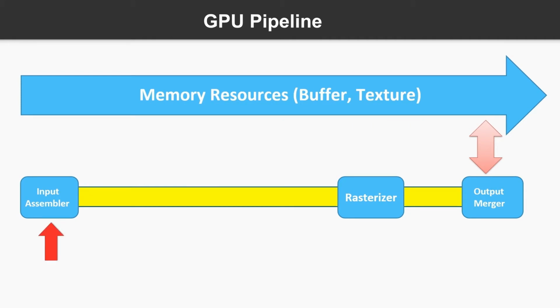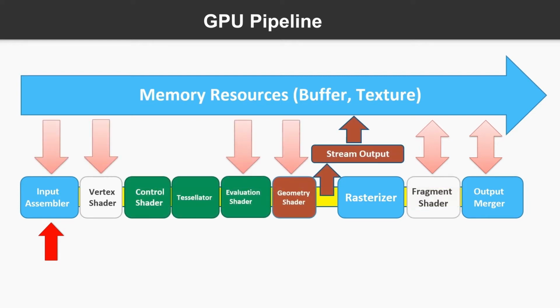The input assembler collects the raw vertex data from the buffers you specified and may also use an index buffer to repeat certain elements without having to duplicate the vertex data itself. The vertex shader runs for every vertex and generally applies transformations to turn vertex positions from model space to screen space. It also passes per-vertex data down the pipeline.